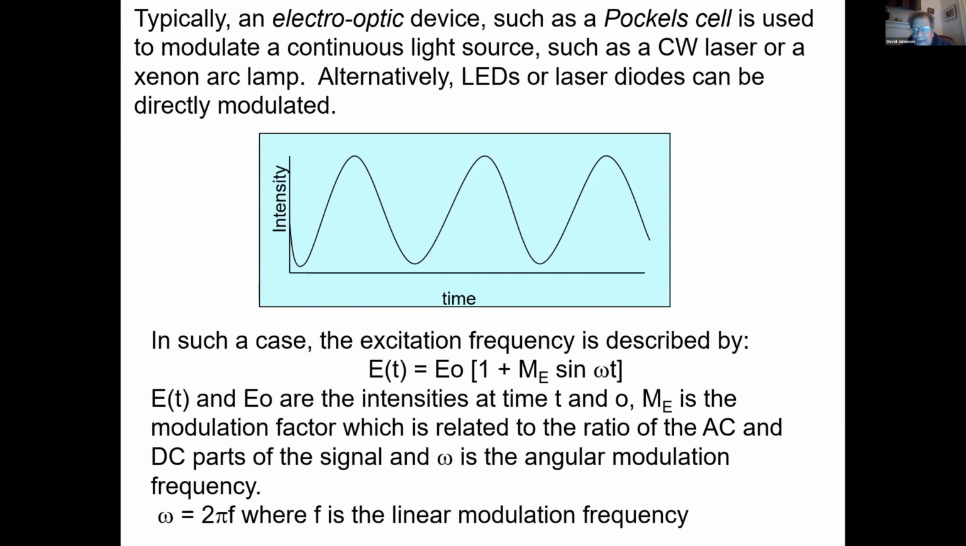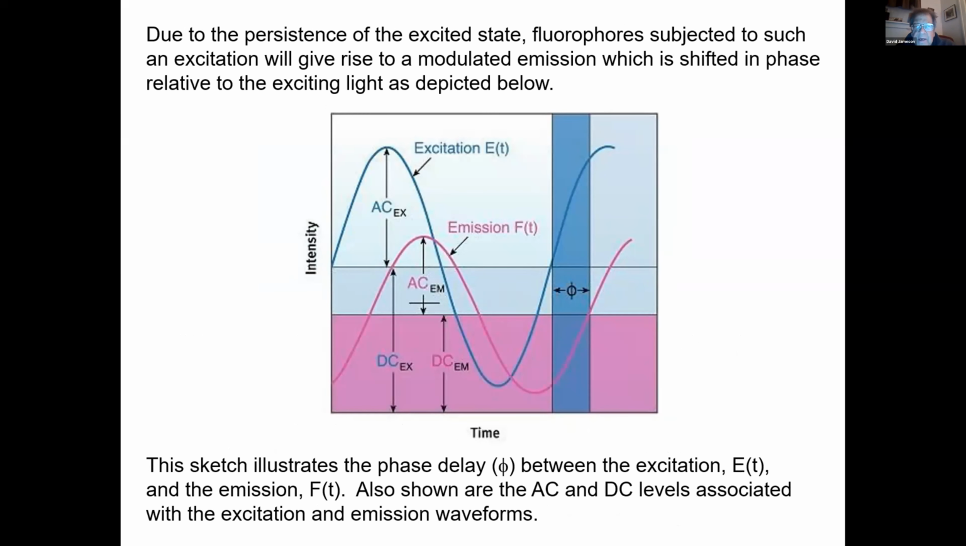In such a case, the excitation frequency is described by this equation. The excitation intensity at time t is equal to the intensity at time 0 times 1 plus M_E sine omega t. M_E is the modulation factor. We'll talk about that more in a moment, which is related to the ratio of the AC-DC parts of the signal. I'll show you that in a moment. Omega is the angular modulation frequency. It's equal to 2 pi f, where f is the linear modulation frequency. So when I say we modulate at 20 megahertz, I'm talking about f, and then you could calculate what omega was.